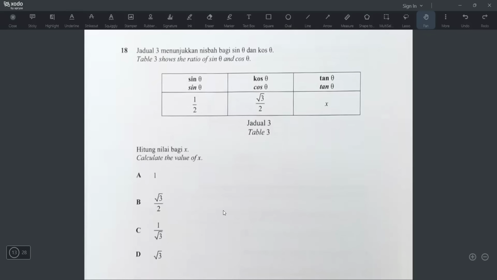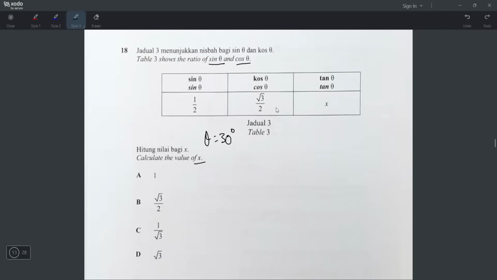Okay, let's do 18. Table 3 shows the ratio of sine theta and cos theta. Sine theta is 1/2, cos theta is √3/2, tangent theta is x. Calculate value of x. Alright, I'll tell you now the theta is 30. And tangent 30 will give you 1/√3. But sir, how come you know the answer so fast?